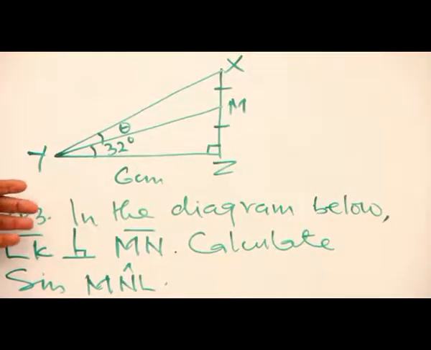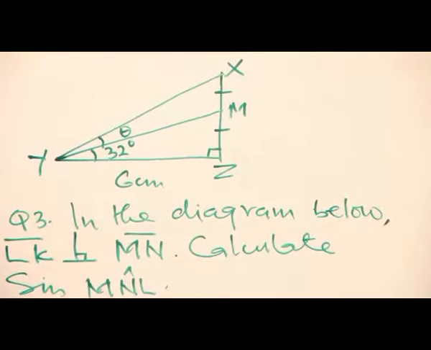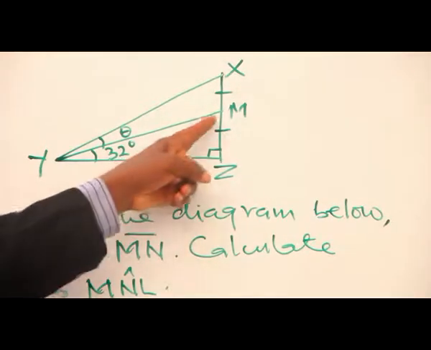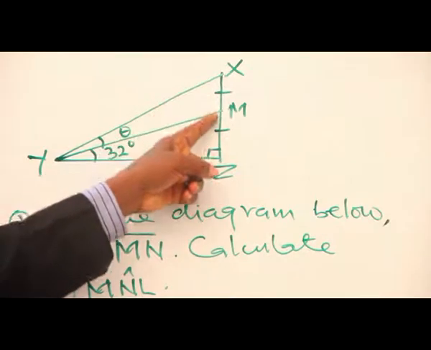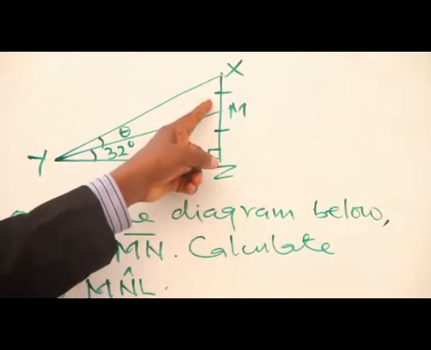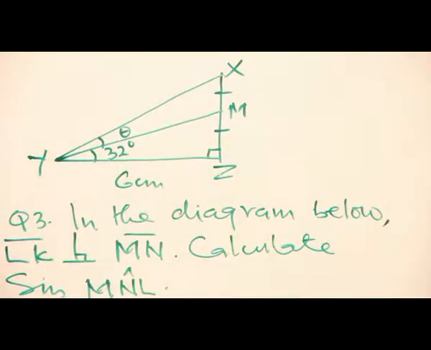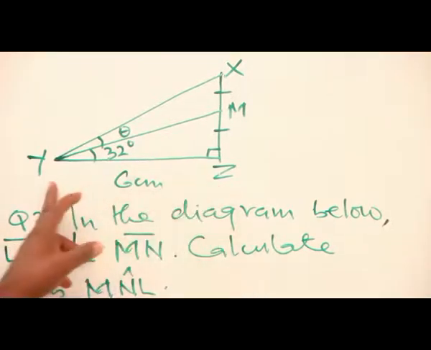Triangle SZY, and you can see M as the midpoint. From S to M and M to Z, they are equal, indicated by the arc. This angle is theta, this is 32 degrees, and this is 6 centimeters.